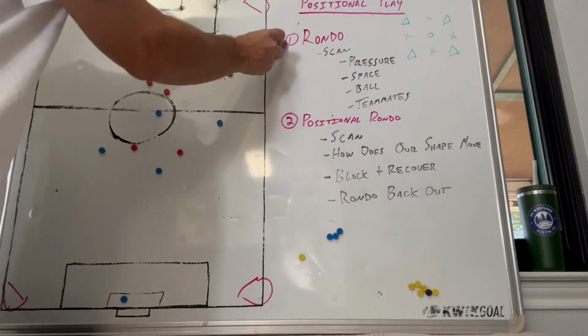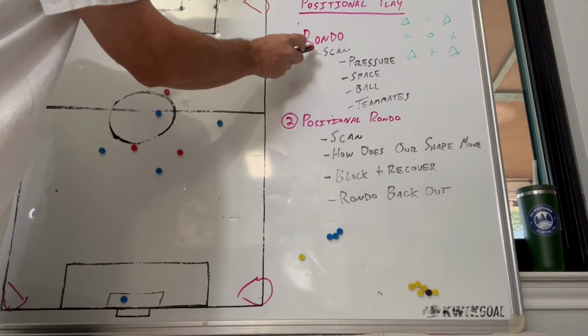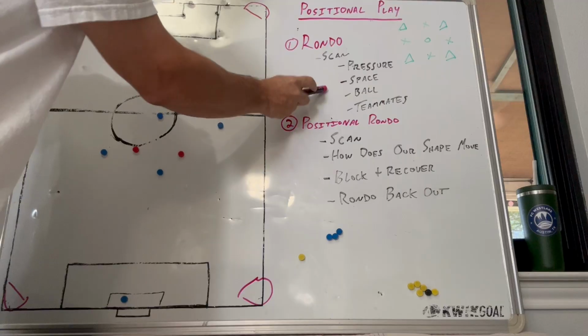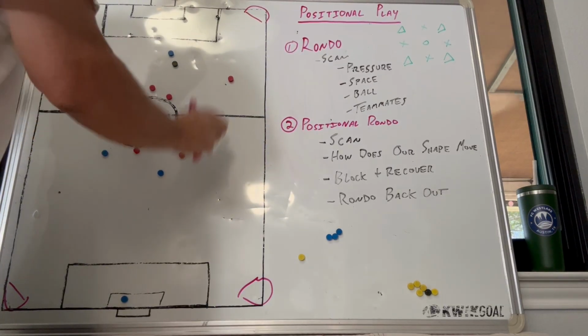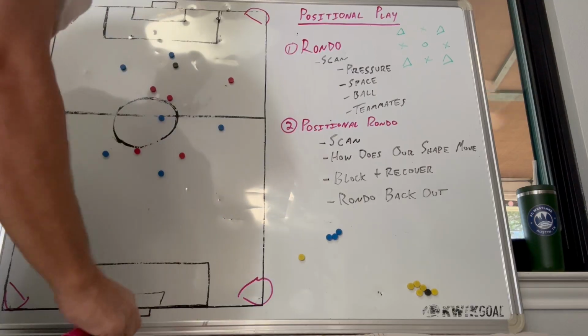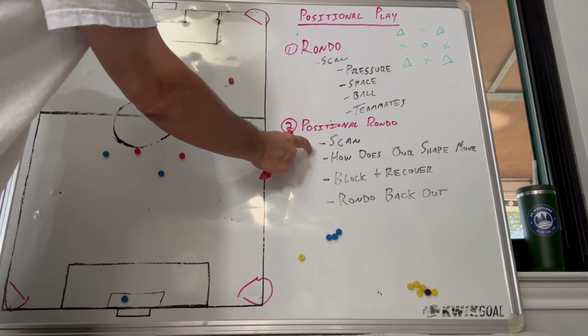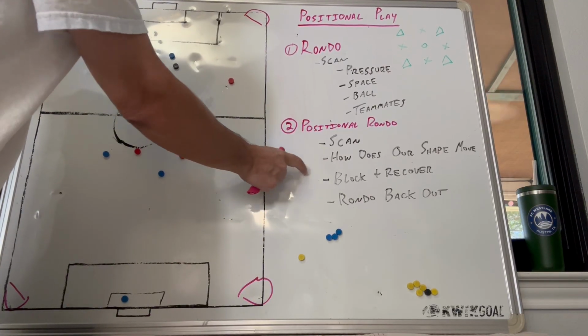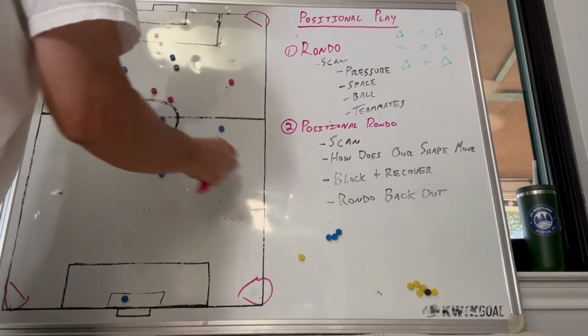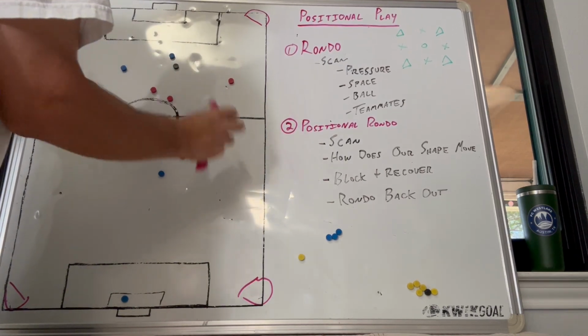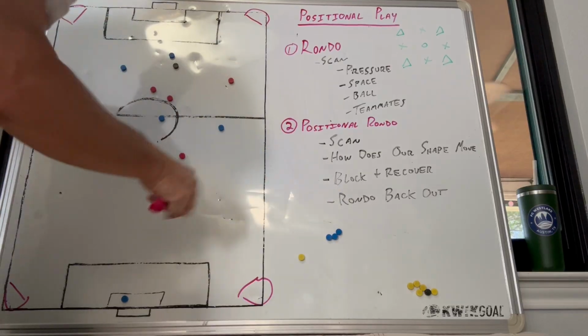So activity number 1, rondos. We're working on scanning, pressure, space, ball, teammates. Positional play in our rondos. Can we continue to scan? How does our shape realistically move? If we give up the ball, can we block and can we cover? Can we block and can we recover the ball? And then when we're in that jumbled up mess, can we rondo our way back out?